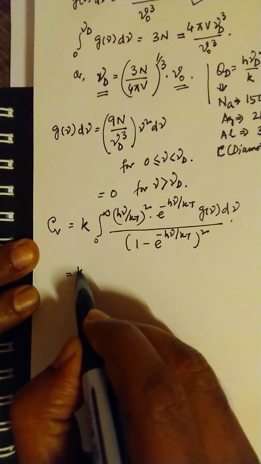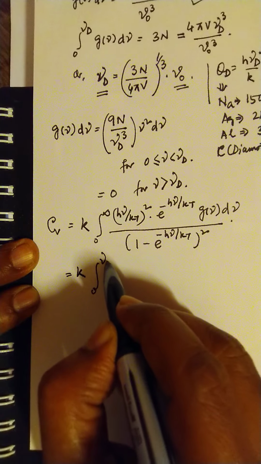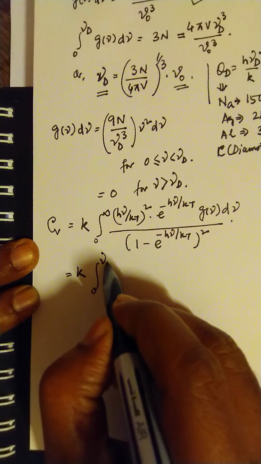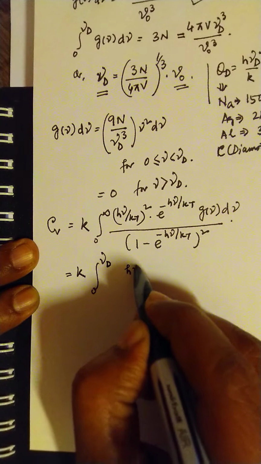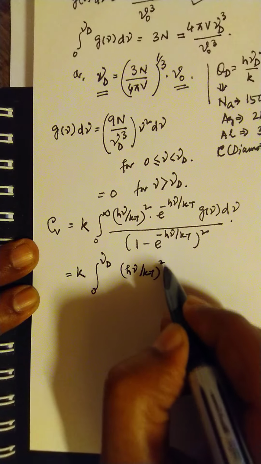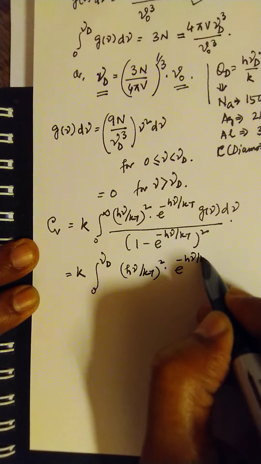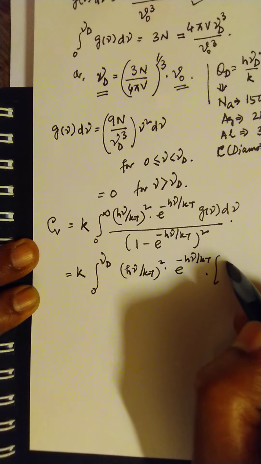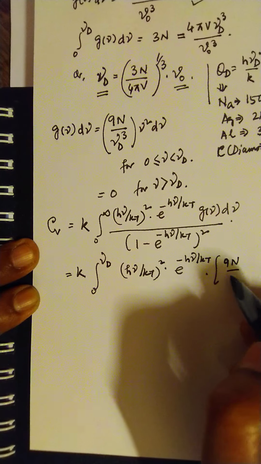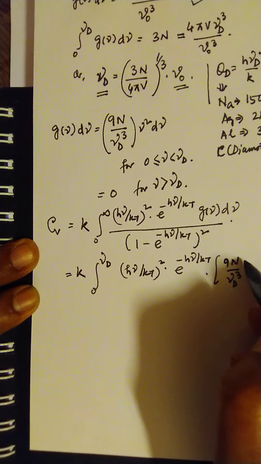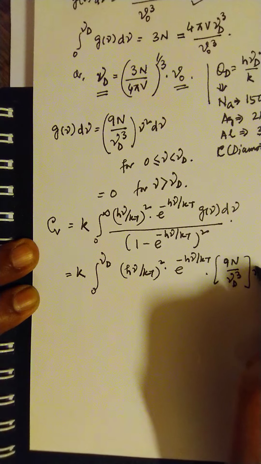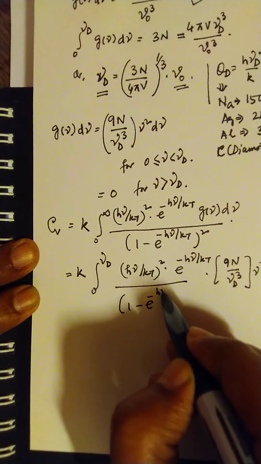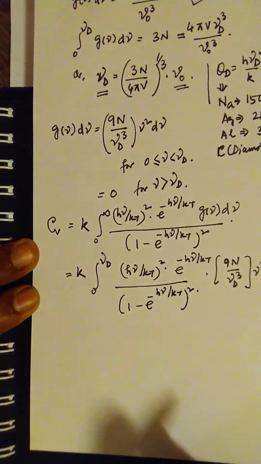So the expression becomes, you can work it out, the integral from 0 to nu_D frequency, and then (h nu by kT) whole square remains as it is, e to the power minus h nu by kT also remains, and g(nu) becomes 9N by nu_D whole cube times nu square d nu, and this is divided by, as it is, (1 minus e to the power minus h nu by kT) whole square. Right?